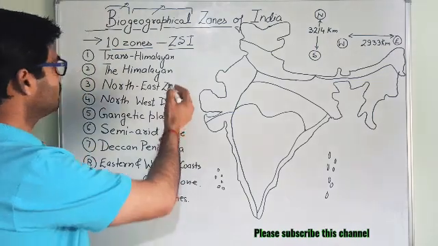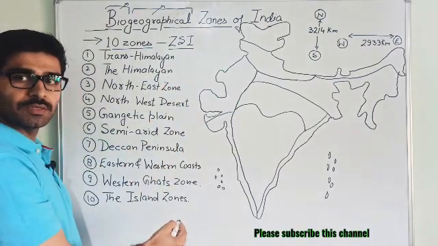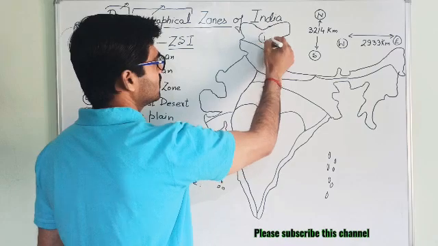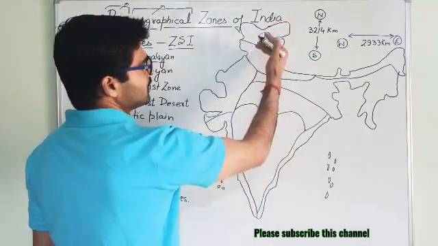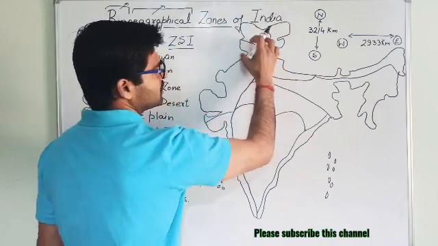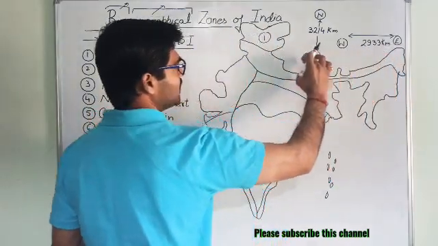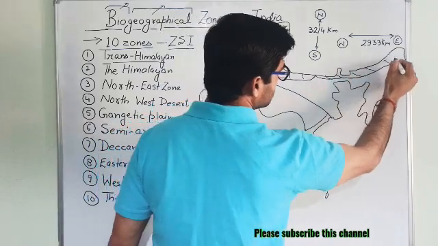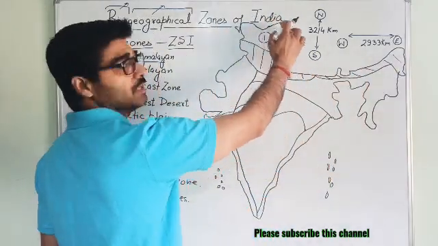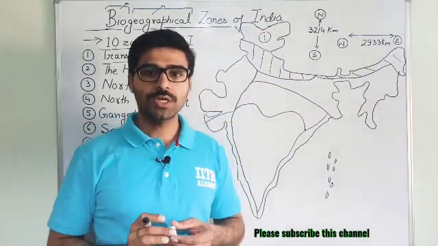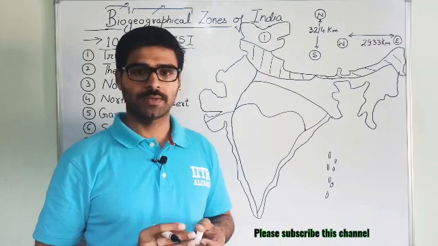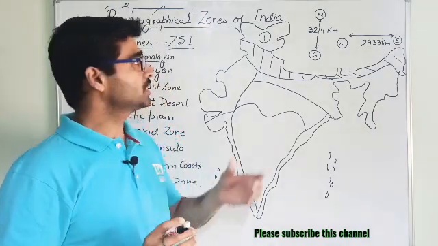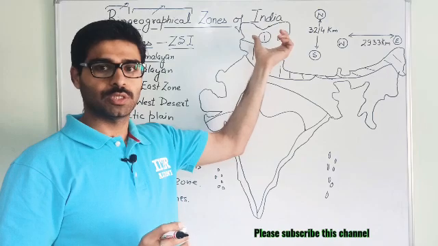First of all, we should know the names of the different biogeographical zones. First is the Trans-Himalayan zone. Trans-Himalayan means the part which is above the Himalayan region. This is the Himalayan belt, and above this, the zone is known as the Trans-Himalayan zone. It includes Jammu and Kashmir and its Ladakh part. Here some wild species of sheep and goats are generally dominant. Snow leopard is also there.